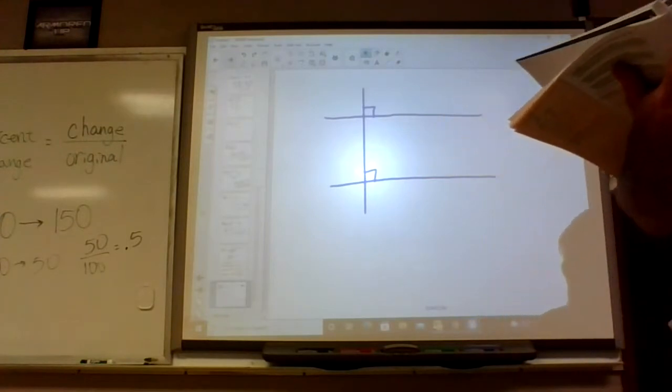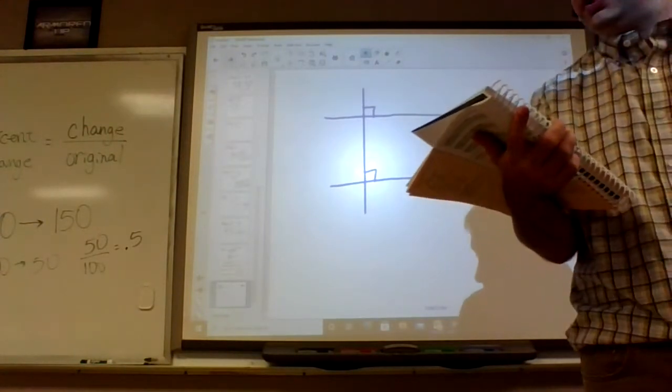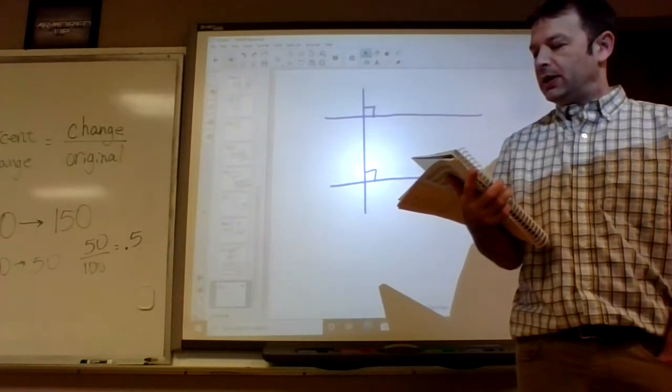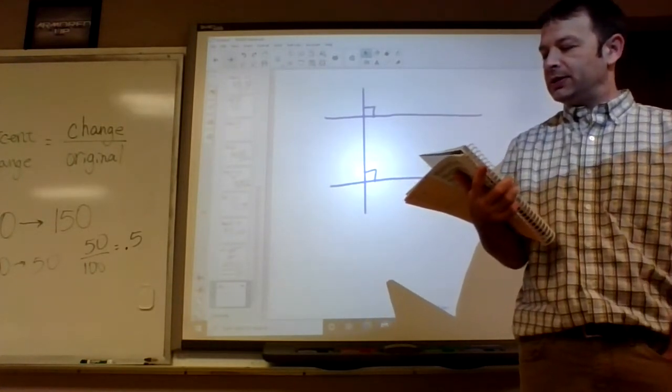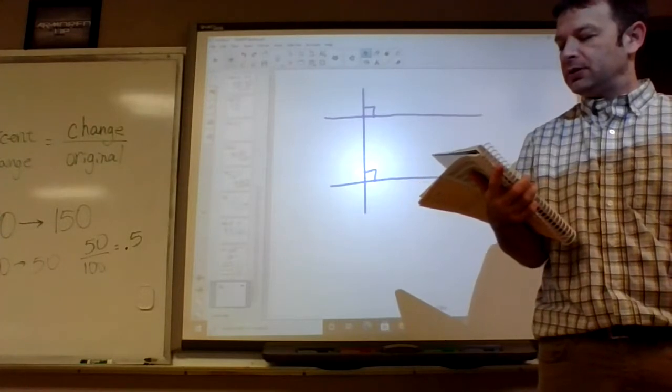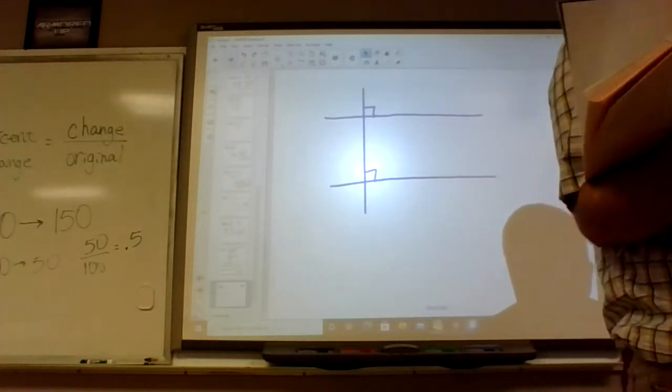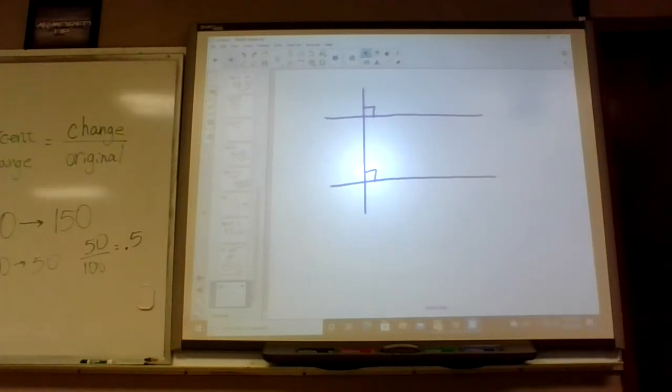Okay, on number 3, it says line AB is a transversal for AC and CB. Is AB crossing both of those lines? Yes, it is. They were correct.